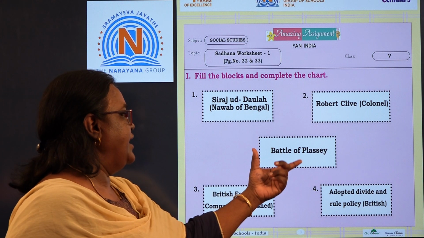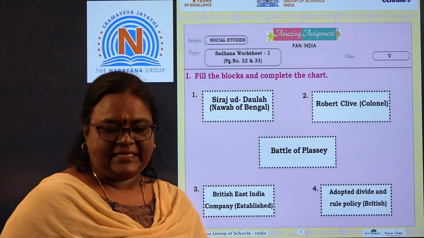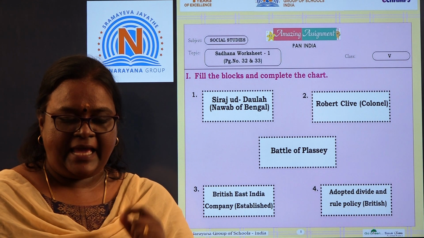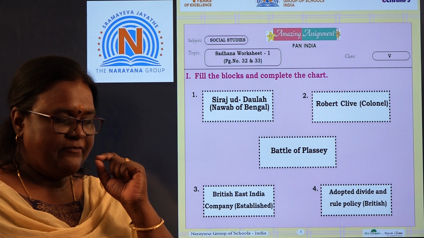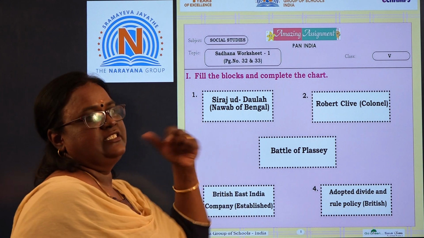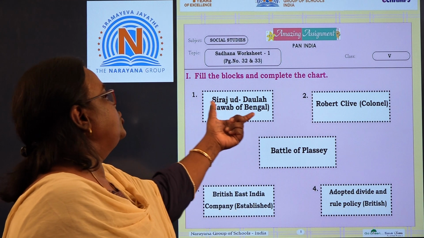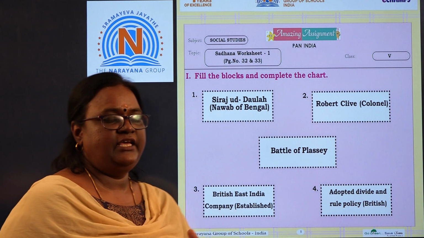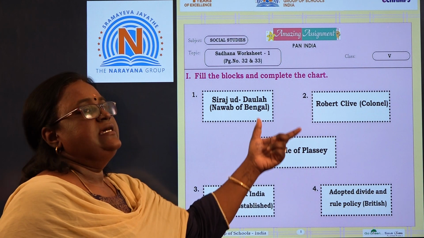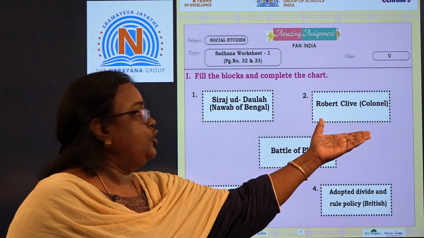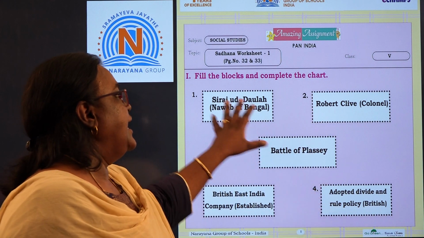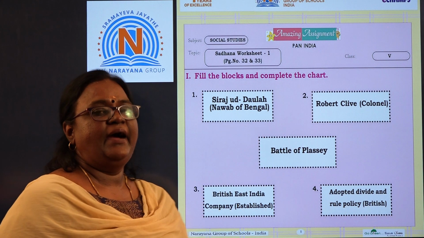So the center one is called the Battle of Plassey. You all know this Battle of Plassey happened in the year 1757. So who was the first person to start this? It was Sirajuddaulah, the Nawab of Bengal. He started this Battle of Plassey, and the other person was Robert Clive. He is the colonel from the British who was at that time fighting in the Battle of Plassey.